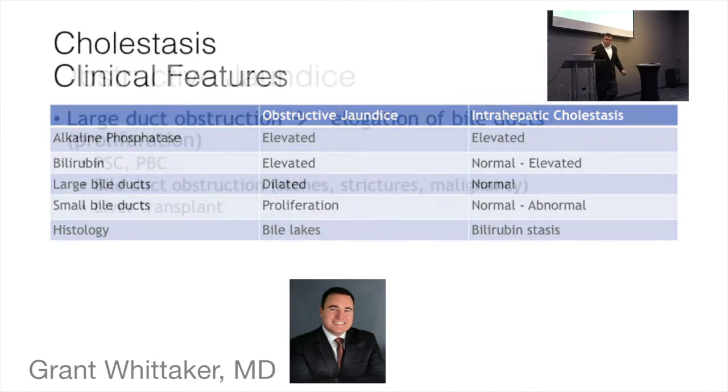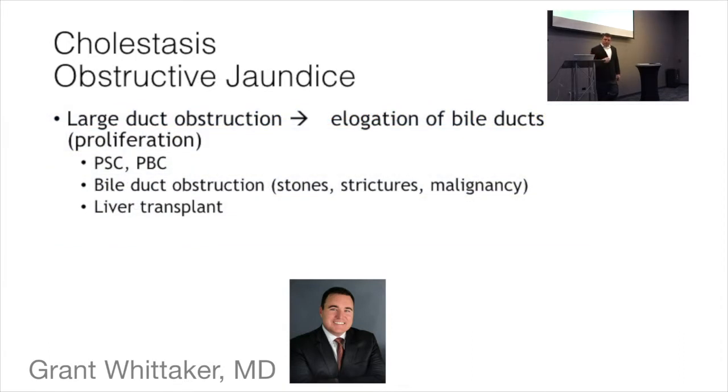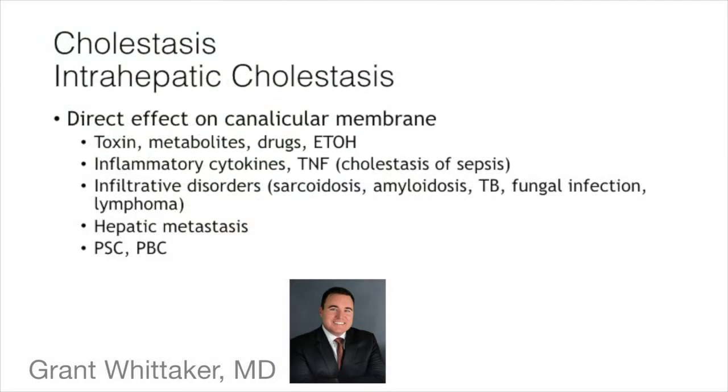And so when you're thinking obstruction, those are kind of your big diagnoses. We already mentioned these. Bile duct obstruction of some kind, stones, strictures, malignancy. Liver transplant patients can have this, and that's often an anastomotic problem where they sew the bile ducts together. And then PSC and PBC, they can make either pattern, either look like obstructive or intrinsic. And here are the intrahepatic or intrinsic problems. And these are the ones that people don't think of immediately or are easier to miss.